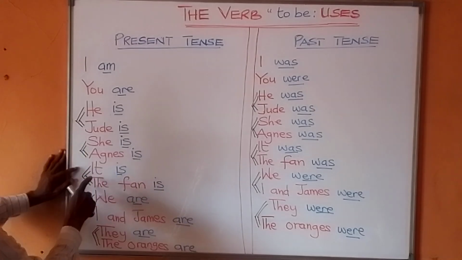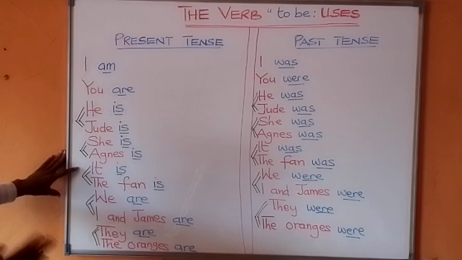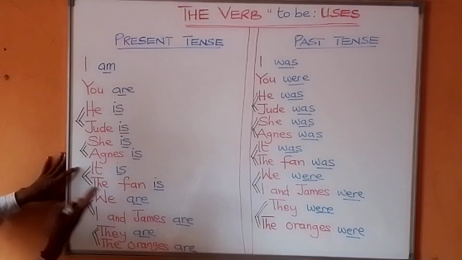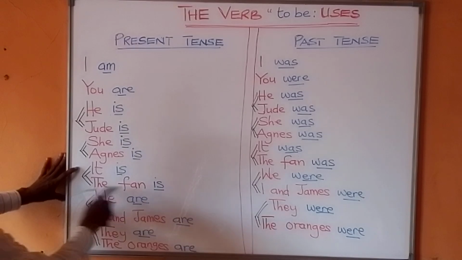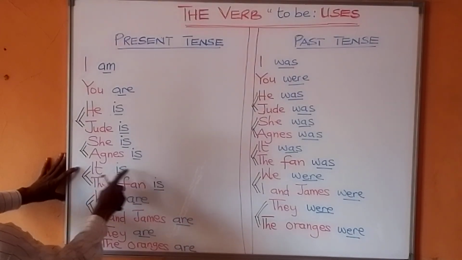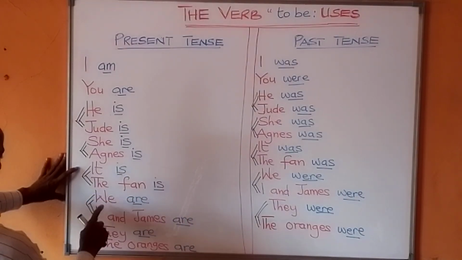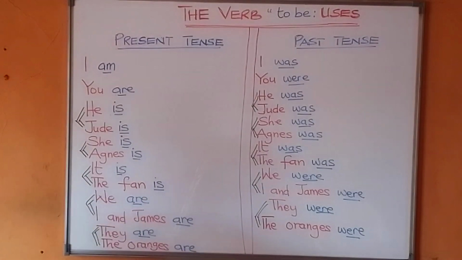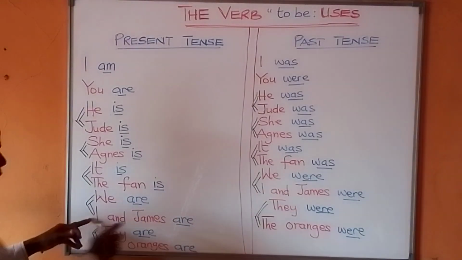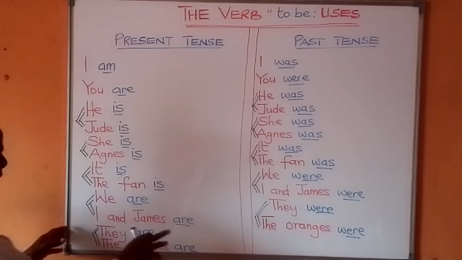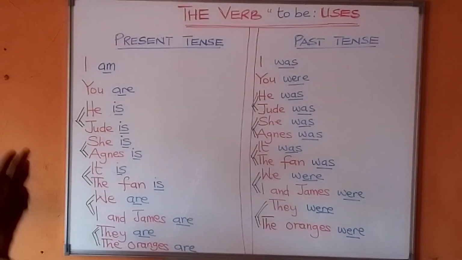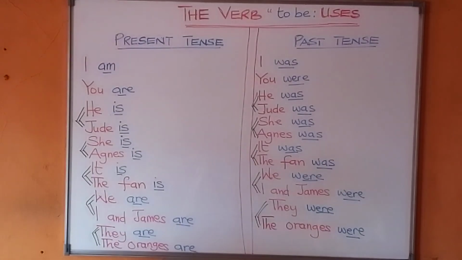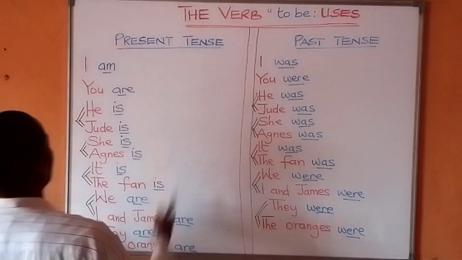So Agnes is. It is. It can be anything that is not a human being. It can be a fruit, a mango, an orange, a fan, a mobile. So it is, the fan is. We are, we, including myself, that's I and James, are. They, not including me, the oranges or the people or Fatu and Suleiman, are. So we are going to start with this present.